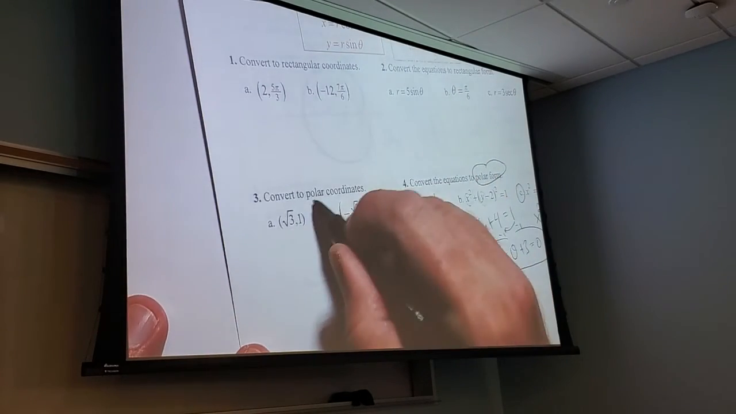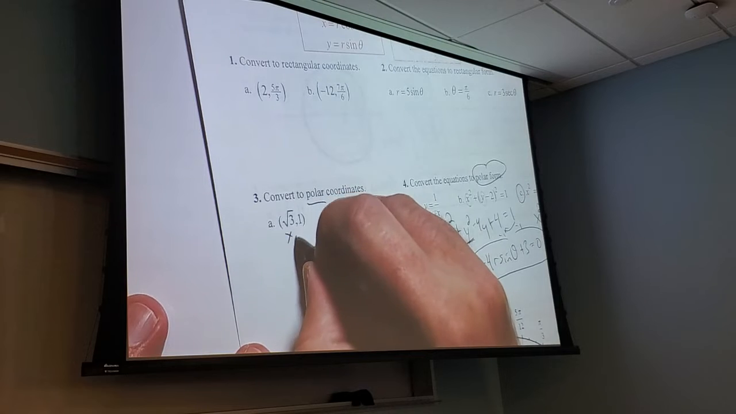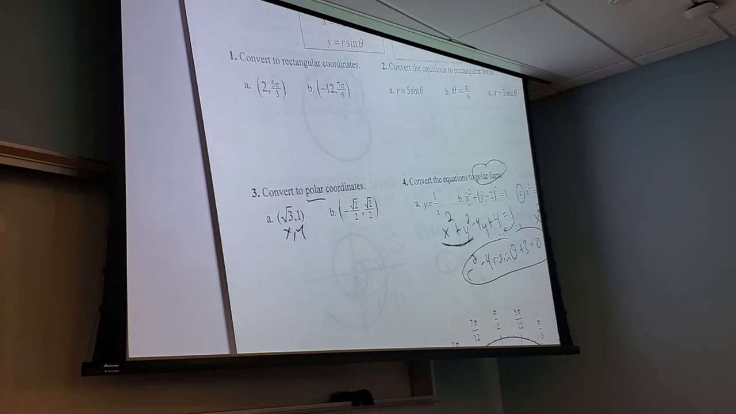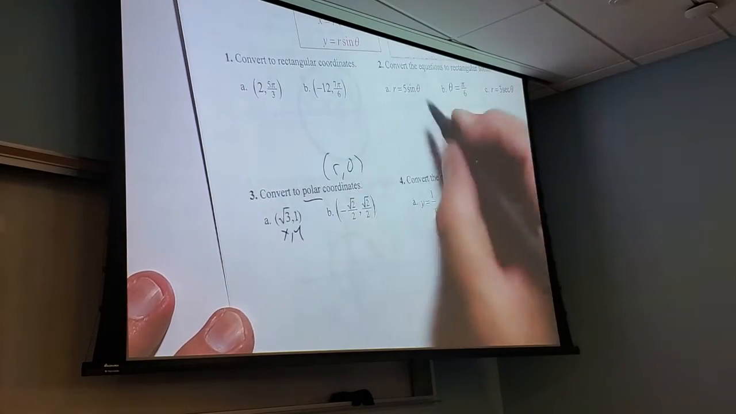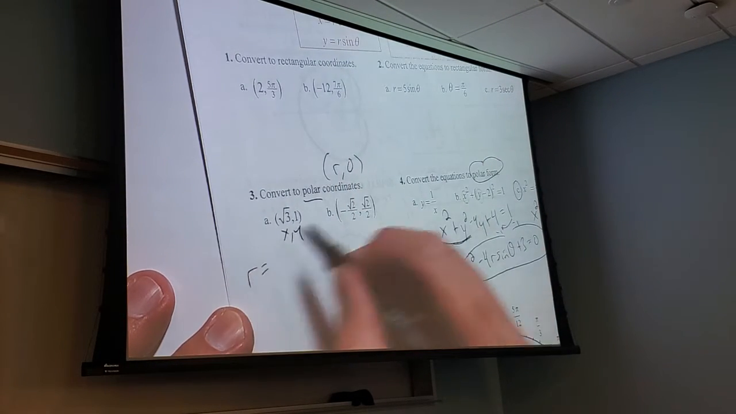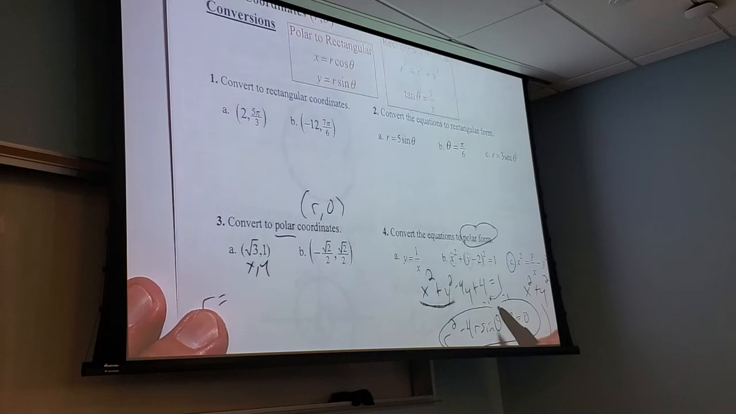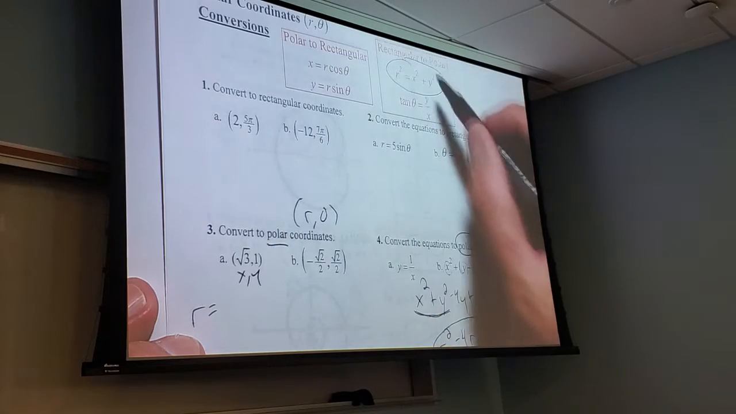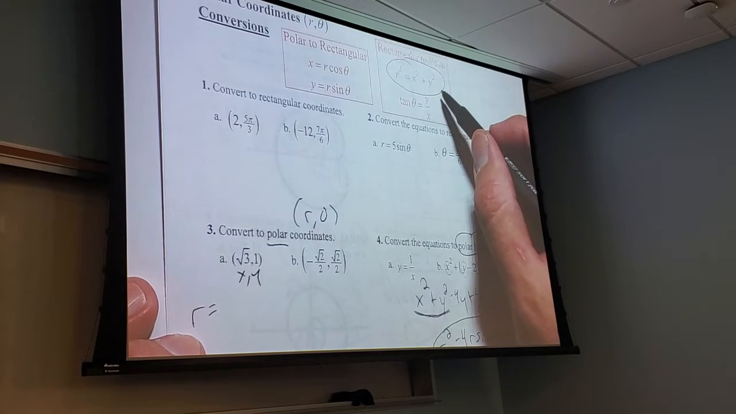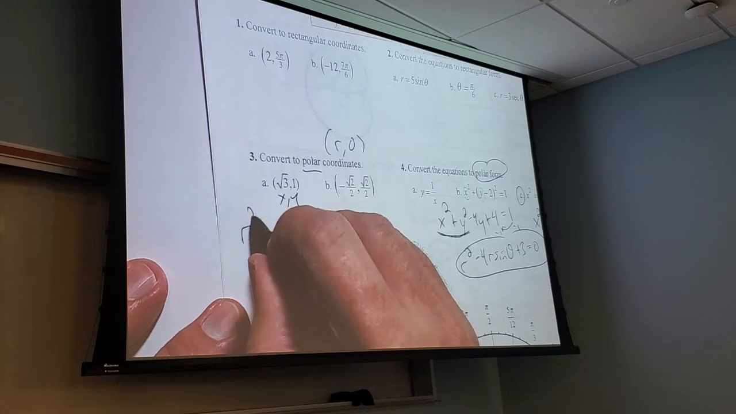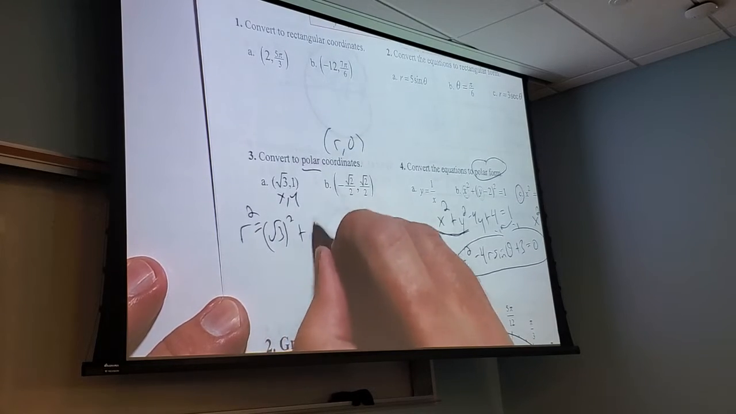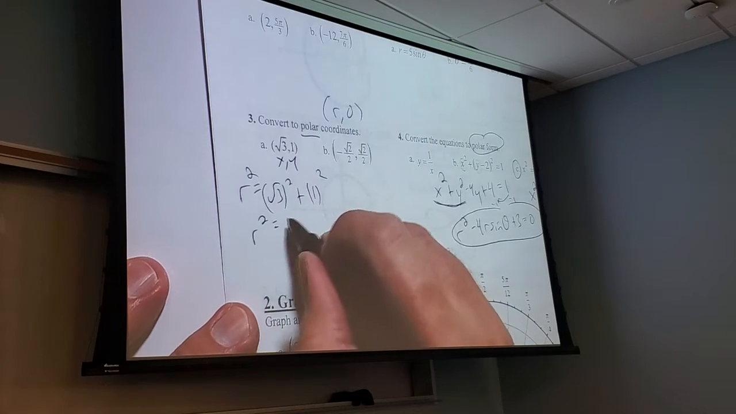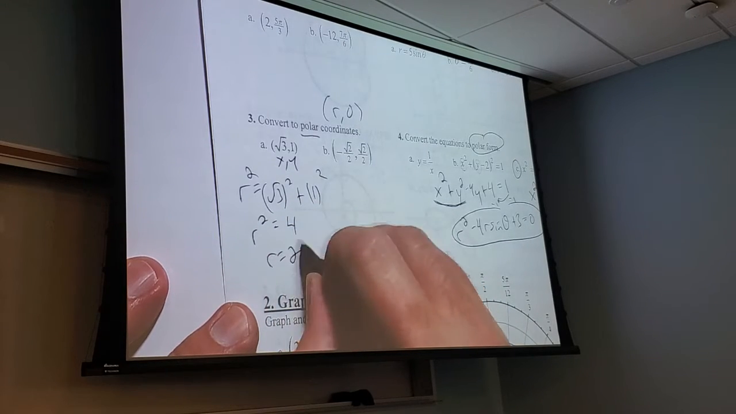So if I'm trying to convert to polar, this must be x, this must be y. And the polar coordinates are r, theta. So how do I get r if I know x and y? R squared is x squared plus y squared, so r squared is square root of 3 squared plus 1 squared. R squared is 3 plus 1, 4. So r is 2.